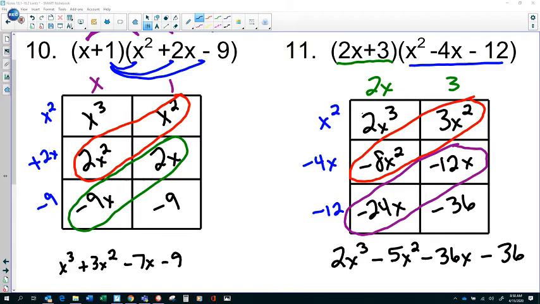So you could have, or should have, combined these x squared terms together. Negative 8 and 3 is a negative 5. And negative 24 and negative 12 is negative 36. Again, only bases with the same exponent can be combined.